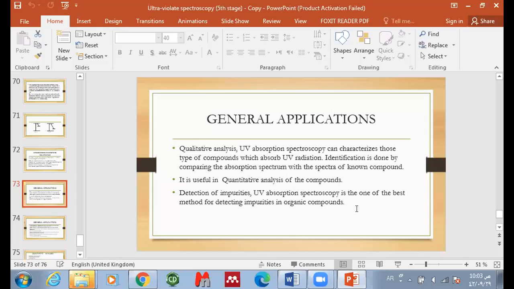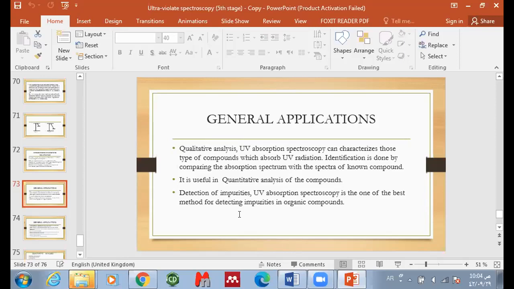So you determine the aspirin quantity in the unknown, regarding the calibration curve you already made with certain quantities of samples or known samples. And it's as well useful in quantitative analysis of compounds.